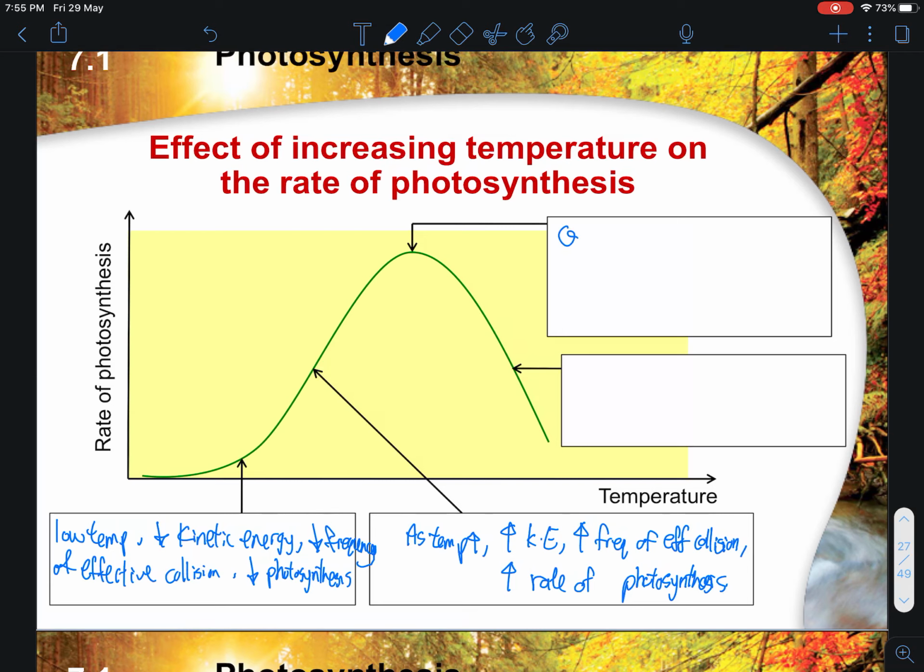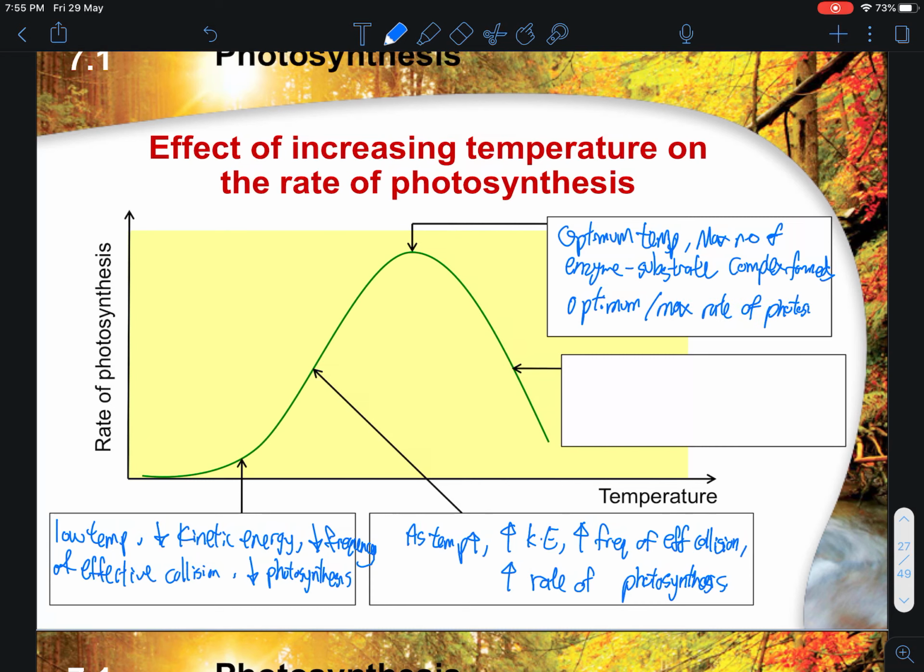At the top, you will see it is at optimum temperature. So this is the maximum number of enzyme substrate complexes formed. Therefore, optimum, or you can say maximum rate of photosynthesis.